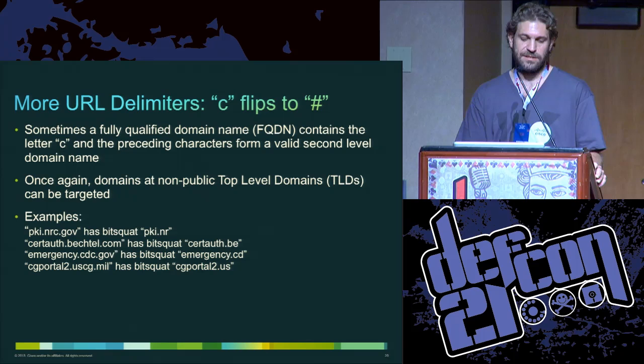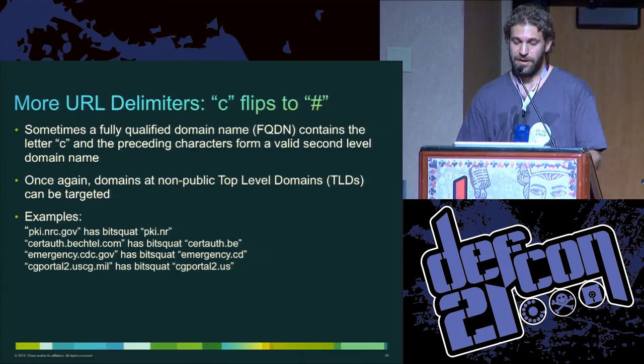And a couple of really interesting examples here: pki.nrc.gov, that's the Nuclear Regulatory Commission. I actually did buy that domain, so no one else will be able to. pki.nr is in Nauru, and it took a while for them, you have to register some of these domains by faxing a paper in and stuff like that. So some of these country code registries are a little bit less organized than others, let's say.